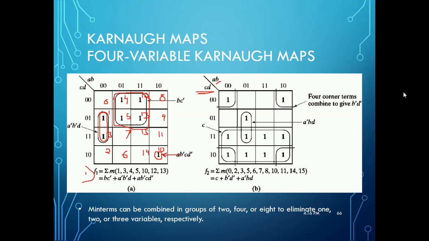So we have the positions 0, 1, the second min term position, third, fourth, fifth here, sixth, seventh, eighth, ninth position, 10th, 11th, 12th position, 13th position, 14th position and 15th position. So you have all these positions on the K-map.